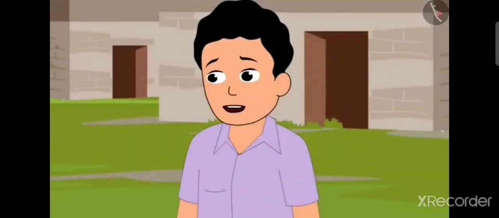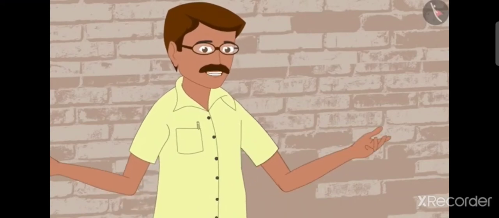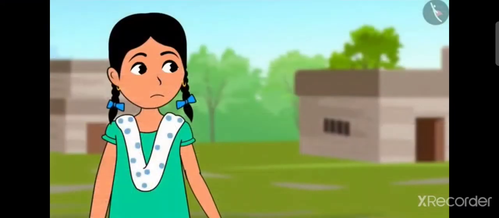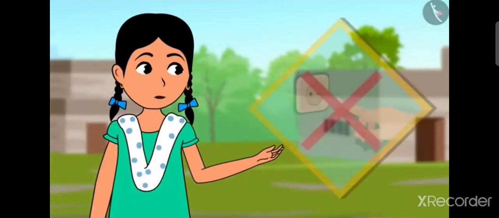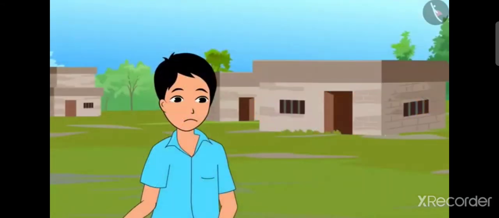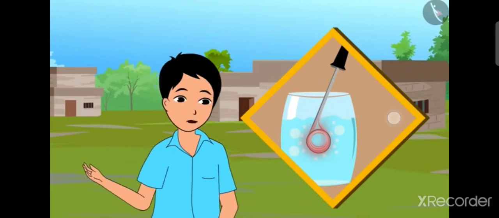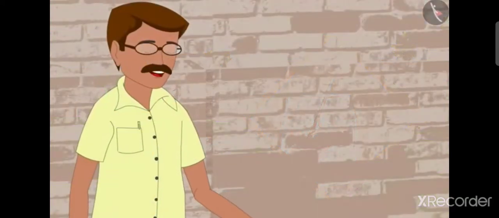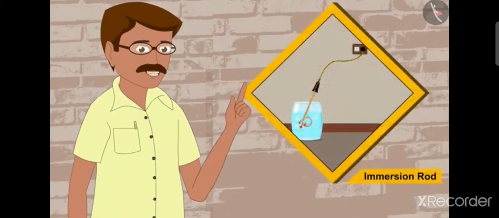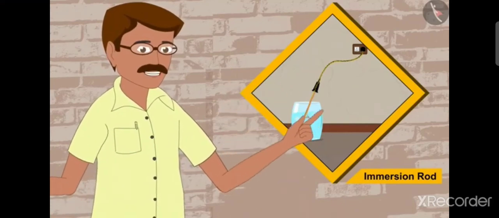Does electricity have a heating effect? Yes. Can any one of you tell me the electrical appliances which get heated due to electricity? My mother tells me that electrical appliances should not be touched by wet hands. Uncle, we have a rod in our house to heat the water. The water gets heated in 10 minutes. Very good. That is called an immersion rod. Due to the heating effect of electricity, water becomes hot when the immersion rod is dipped in it and power supply is given.